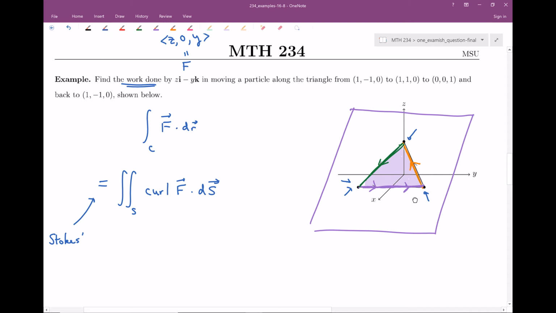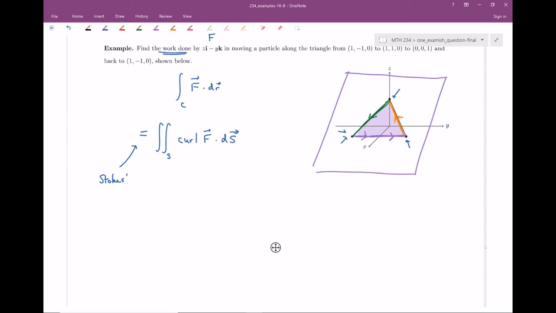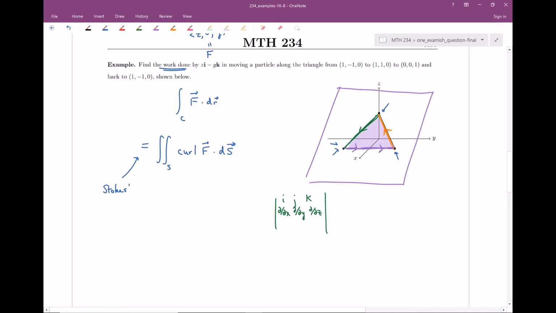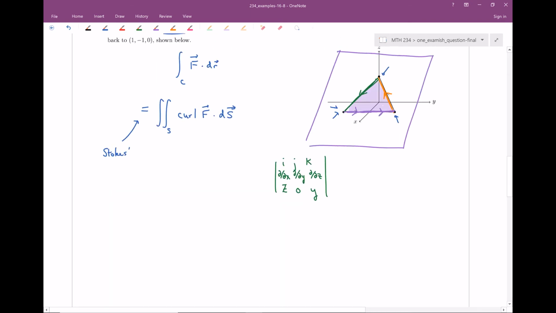Let's pull off to the side for a second and figure out the curl of our vector field. Remember, for curl, it's the determinant of a 3 by 3 matrix. Here's our del operator: partial with respect to x, partial with respect to y, partial with respect to z. And then in the final row, we put our F, which again is (z, 0, y).